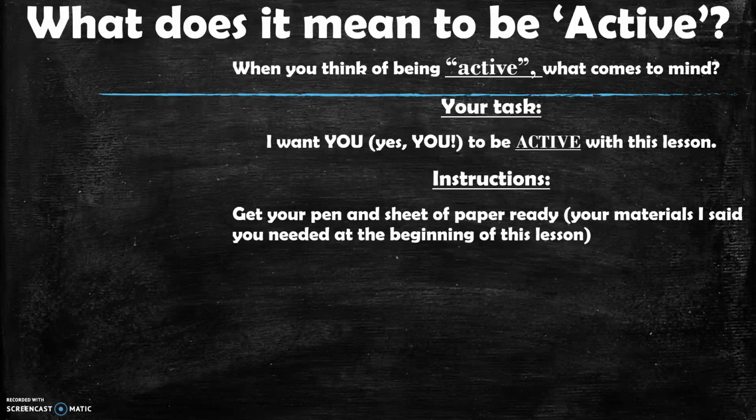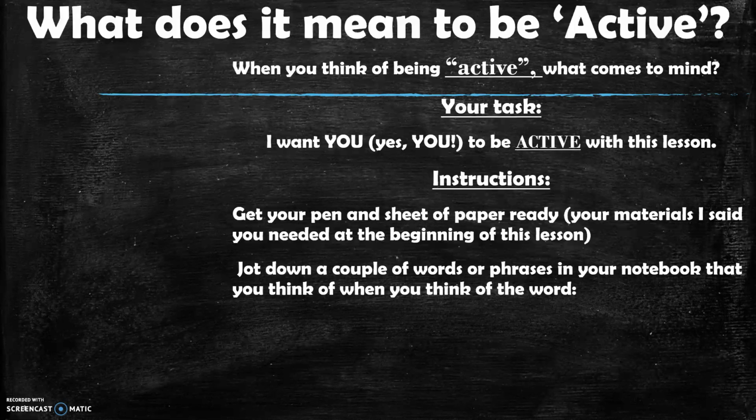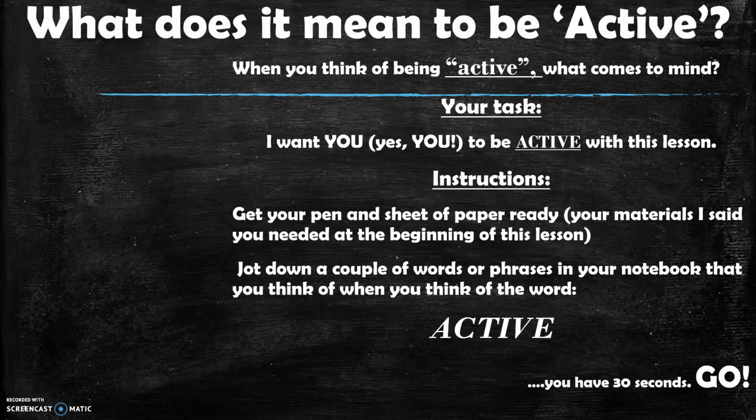So, I want you to get your pen and a sheet of paper and jot down a couple of words or phrases in your notebook that you think of when you think of the word active. And it says that you have 30 seconds. I'm going to go ahead and go on because you will be able to pause this and go about your leisure. If you take a little longer than 30 seconds, that's okay, but I do want you to try and write down what first comes to your mind. So try and take as close to 30 seconds for this activity as possible. So go.